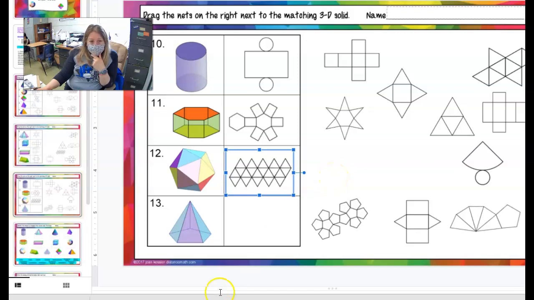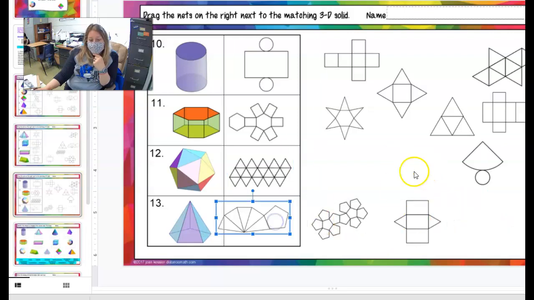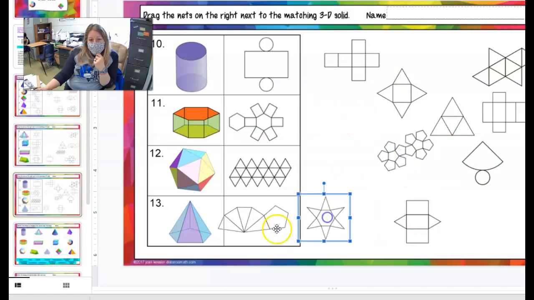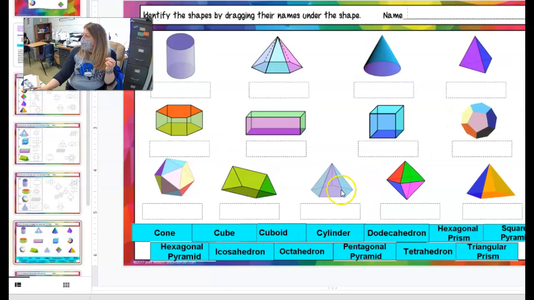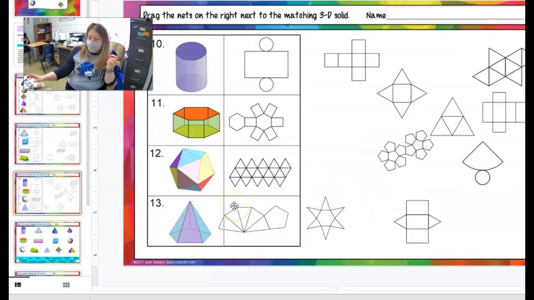And 13 has a pentagon on the bottom. So it is this one. Notice these 2 are both prisms. There's just a different way of unfolding them. These 2 here on the bottom, if you can see it. In one, they did all the triangles together, and in the other, they kind of fanned all the triangles out.